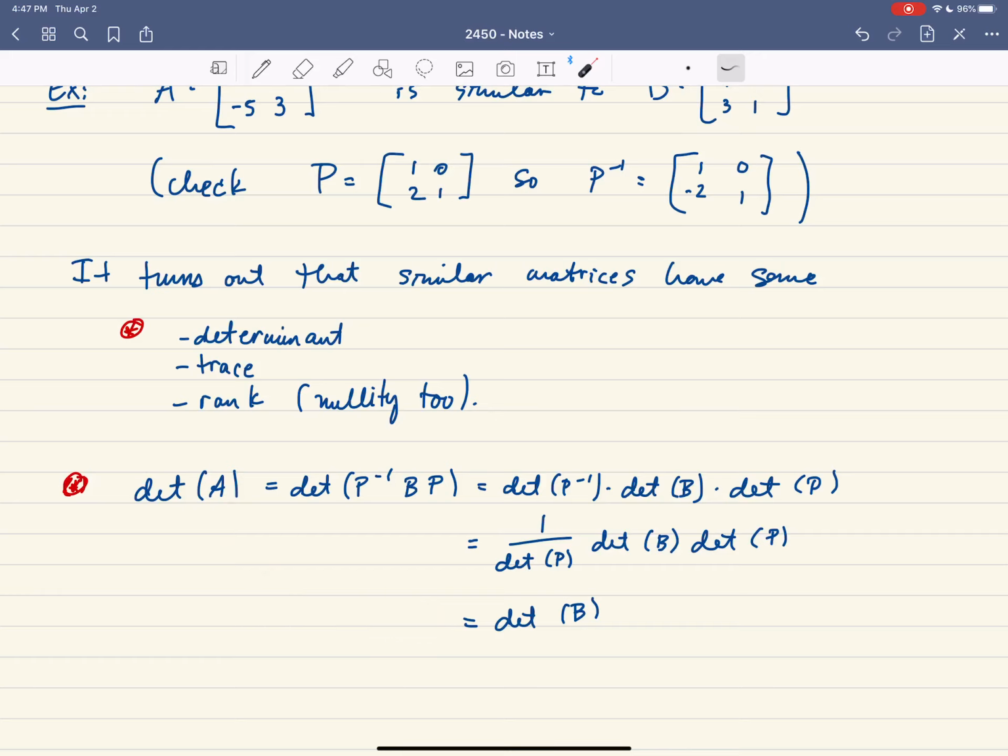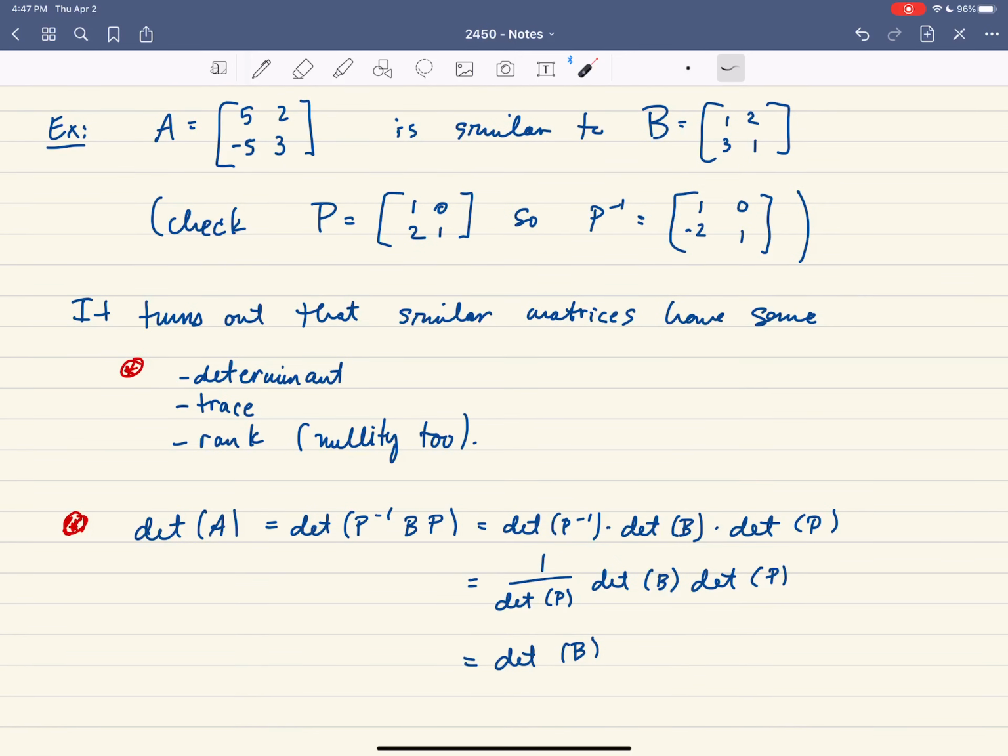The trace is proved similarly. The rank is a little bit more involved. There's a lot of subtlety here. If I give you two matrices, it's really hard to determine whether or not they're similar. Certainly you can compute their determinants and their traces. And if the determinants and traces are unequal, that tells you that they must not be similar. But it's really hard, and even worse than that, even if you know that two matrices are similar, finding that matrix P is also really hard. So again, there's a little bit of subtlety here, but this is what similar matrices are.